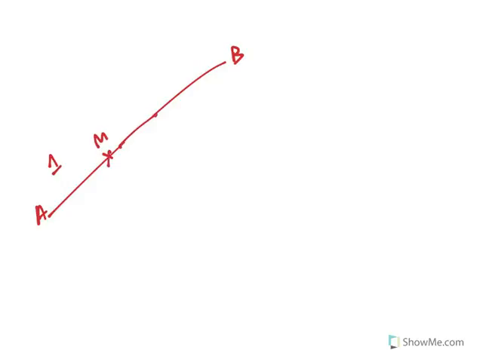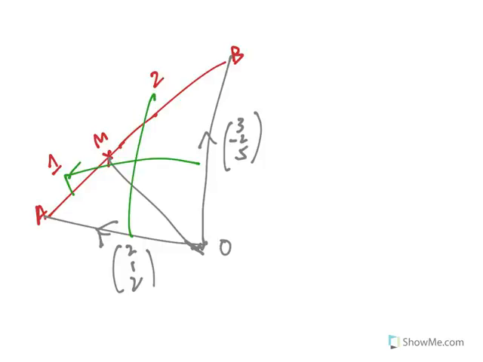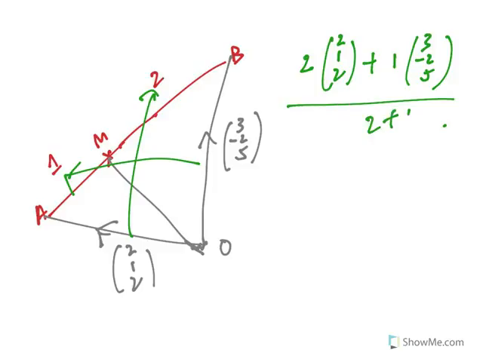AM is 1, this one is 2. All I need to do from here is write OA and OB. OB is (3, -2, 5), and OA is (2, 1, 2). I always do this for ratio theorem without fail. After that, crisscross: 2 goes with (2, 1, 2), 1 goes with (3, -2, 5), over 2 plus 1. This is your OM. Answer comes out already.